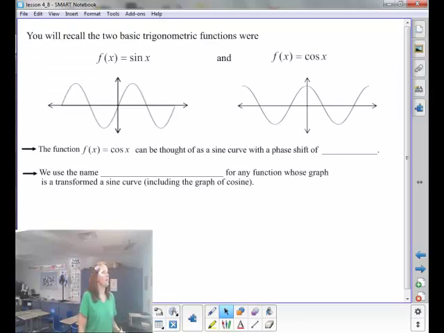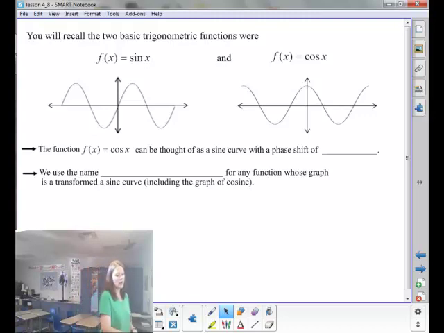Here we go. Two basic trig functions that you'll recall. Now these aren't written on your notes, but if you need to, go ahead and write them down. Those are the sine and the cosine curves. We should know the parent function points for those. The period of each one of them is 2 pi, and the amplitude is, of course, 1.